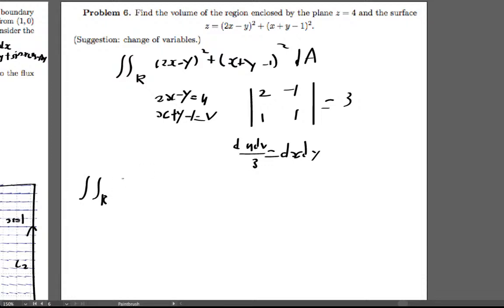u squared plus v squared, and then this dA here would actually represent something else, which is du dv over 3. Okay? But now, here comes the trickiest part, which is that you need to graph the entire thing.